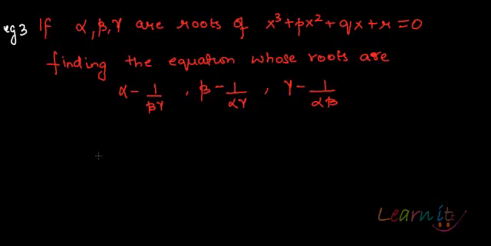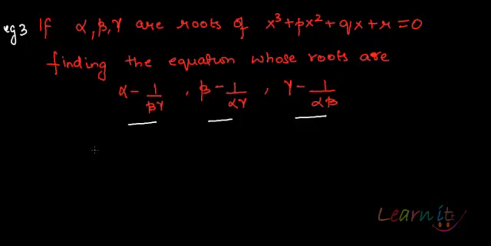Okay, in this question we are given a cubic equation x cube plus p x square plus q x plus r equals 0, and alpha, beta, gamma are the roots of this equation. We need to find an equation whose roots are alpha minus 1 upon beta gamma, beta minus 1 upon alpha gamma, and gamma minus 1 upon alpha beta. So in this kind of scenario, how do I work upon it?